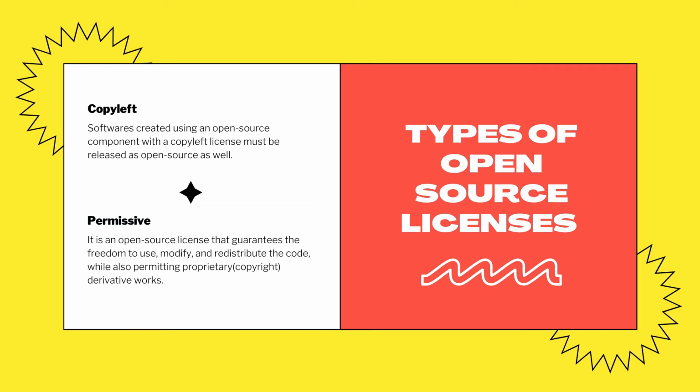So, to sum it up, in case your project uses some code or software that has a copyleft type of license, then your project must also contain a copyleft license. Whereas if a project uses only permissive license, then you have the freedom to either make it proprietary or choose any kind of open source license.